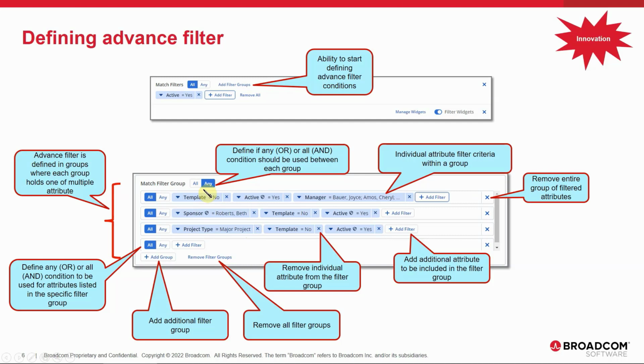The user can also click on the X within the filter group line to remove the entire filter group, or they can click on the remove filter group button to remove all the filter groups, essentially removing it all. The user can also click on the X within a specific attribute to remove an attribute from the filter group.